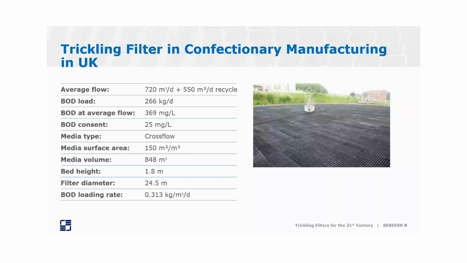In this particular case, the BOD load is relatively low. The concentration is 369 milligrams per litre, not up in the thousands, but the consent was 25 milligrams per litre. But with that lower concentration, a higher surface area media was used, 150 square meters per cubic meter instead of the normal 100 or 125, which allows you to get more process in the same given size tank and volume.